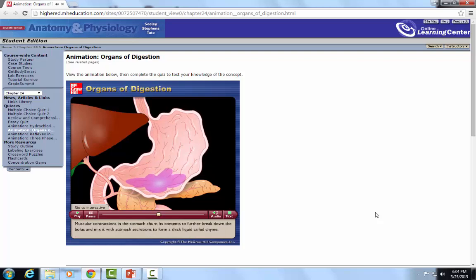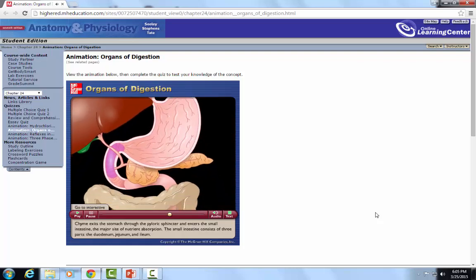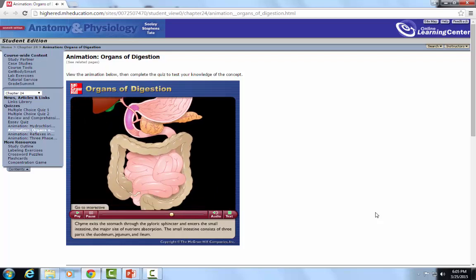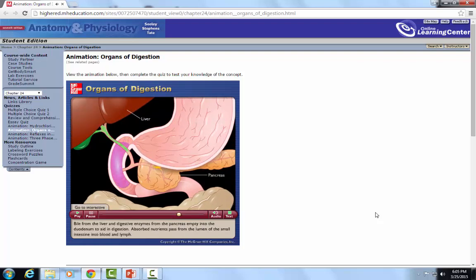Muscular contractions in the stomach churn its contents to further break down the bolus and mix it with stomach secretions to form a thick liquid called chyme. Chyme exits the stomach through the pyloric sphincter and enters the small intestine, the major site of nutrient absorption. The small intestine consists of three parts: the duodenum, jejunum, and ileum. Bile from the liver and digestive enzymes from the pancreas empty into the duodenum to aid in digestion. Absorbed nutrients pass from the lumen of the small intestine into blood and lymph.